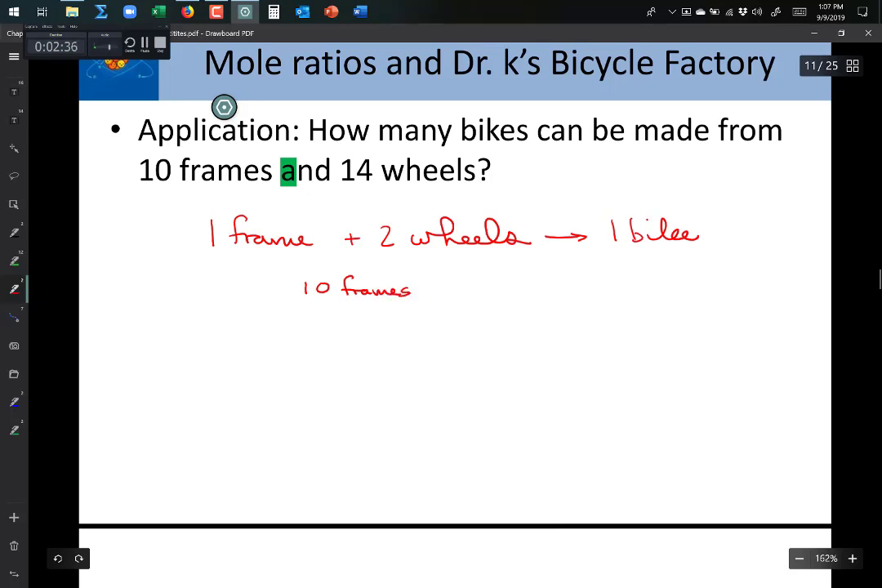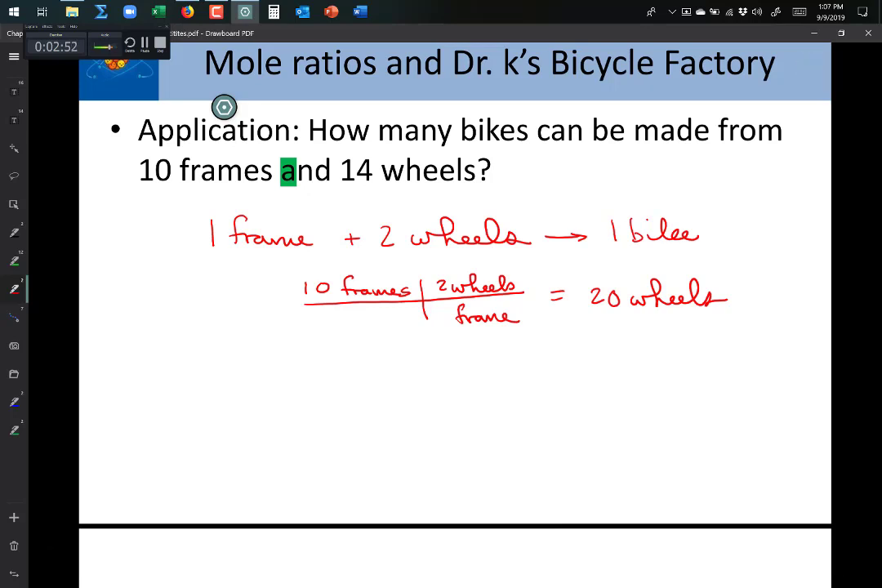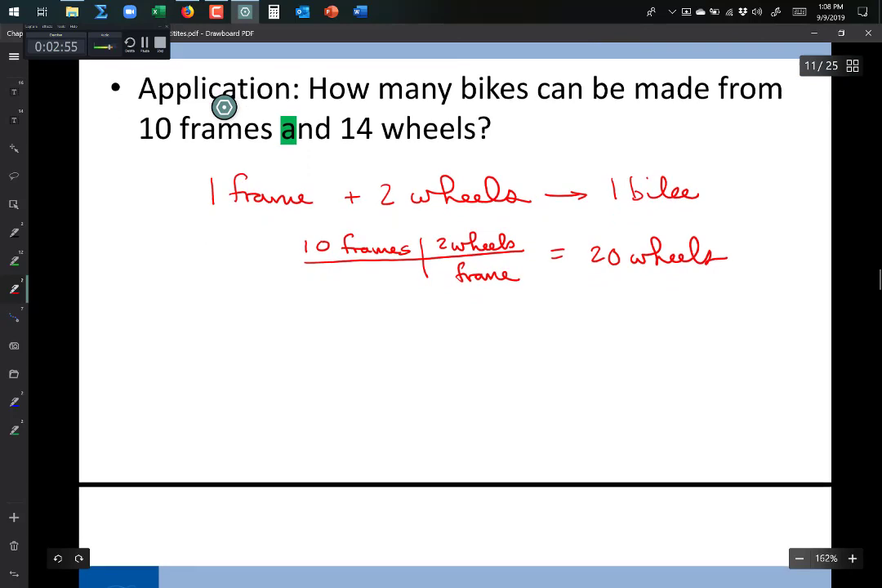dimensional analysis. I have 10 frames. I have 2 wheels per frame. That means I would need 20 wheels, right? That's one thing I can do. The other kind of ratio you can use: if I have 14 wheels, then it's 2 wheels for every one frame, or for every bike. Let's do it for every bike. And then I can produce 7 bikes.